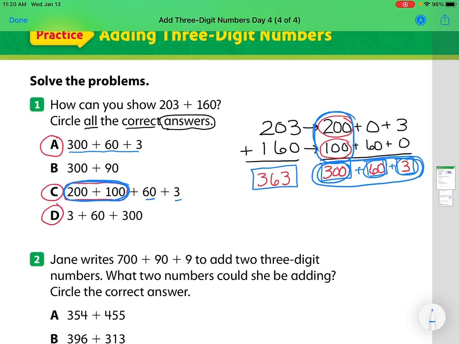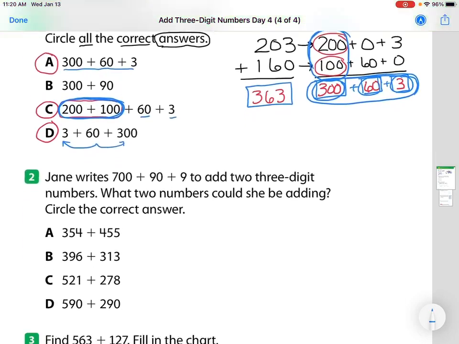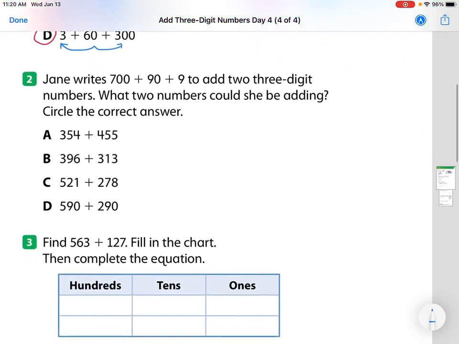And then when I saw D, I saw that they just switched the numbers around in different order, and that told me that that one was going to be correct too. So I hope you got the same answers that I did. All right, let's move on to number 2.